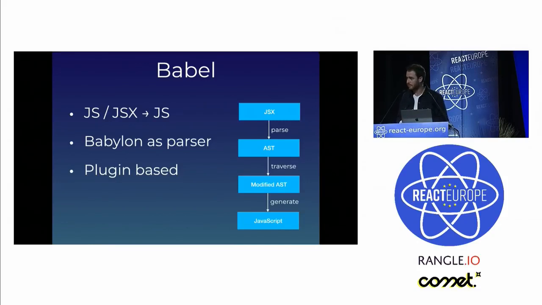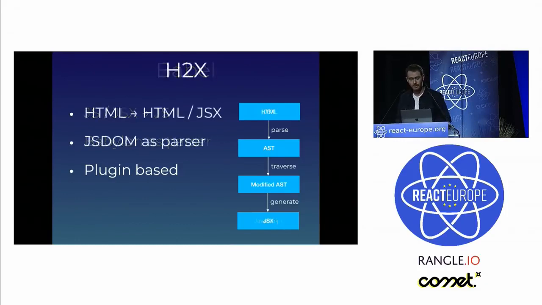So in my case, it was HTML into JSX. So I created H2X. H2X is a transpiler to transform HTML into JSX. The HTML is parsed using JSDOM. Then you get AST. The AST is just the DOM, in fact. And in plugins, you can modify it. And you can generate the final output, that is JSX, from the modified AST.